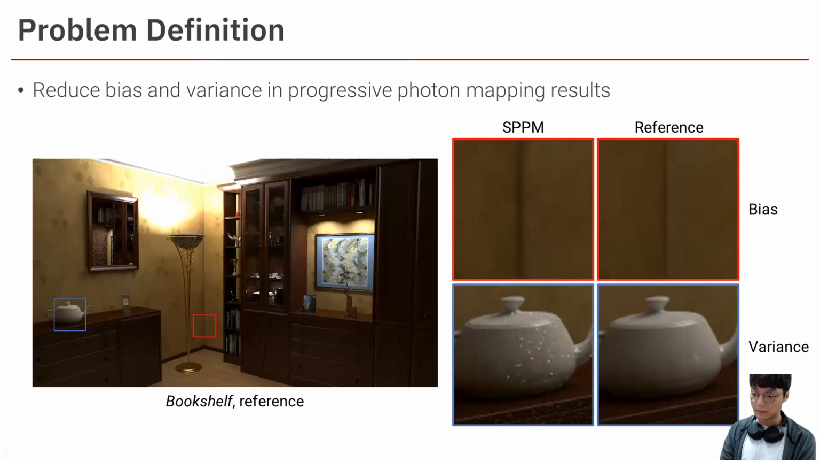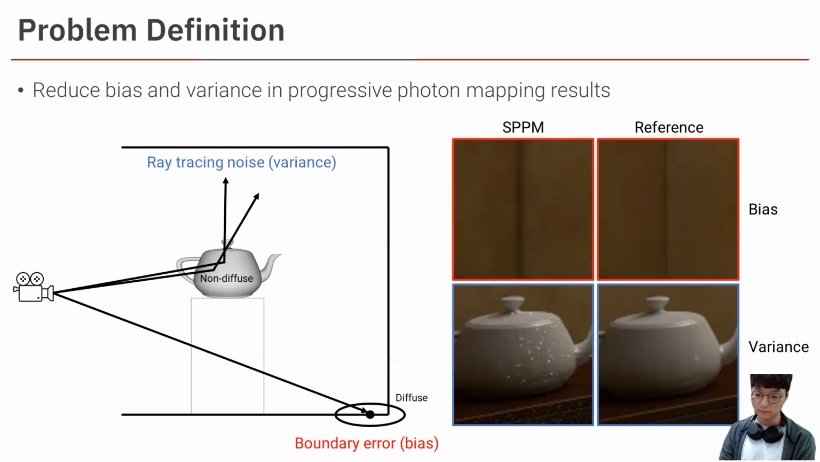The problem of SPPM is that it leaves some bias and variance in finite iterations, even though it has a theoretical guarantee of consistency. The bias comes from the process of density estimation, usually at the boundary of geometry or flux changes as shown in the figure. The variance is irrelevant to the density estimation, but comes from the disparate ray tracing at non-diffuse surfaces.